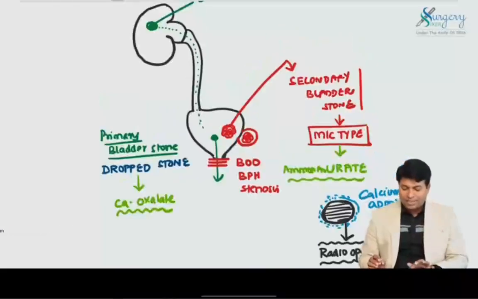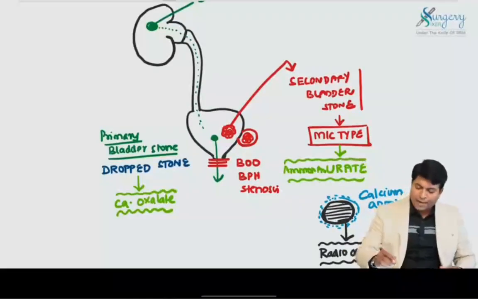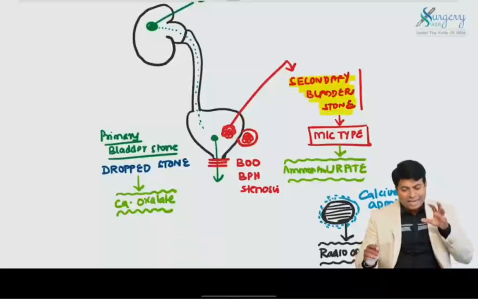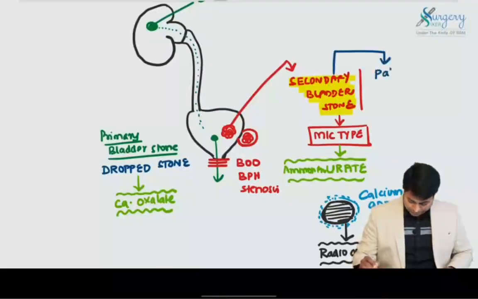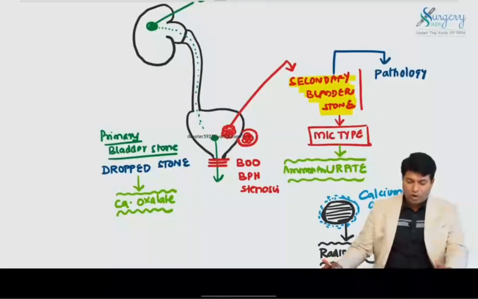So if they ask you in an exam, what is the most common primary bladder stone? Answer is calcium oxalate stone. What is the most common overall stone? It is ammonium urate stone, and it is usually a secondary bladder stone. Secondary is a term kept for secondary to some pathology. Secondary to some pathology, the stone formed is known as ammonium urate stone.